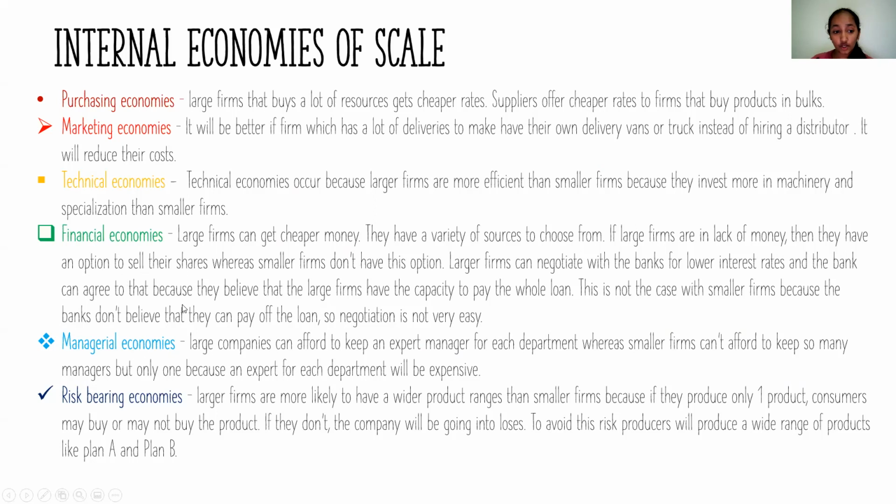Next is managerial economies. Large companies can afford to keep an expert manager for each department, whereas small firms cannot afford to keep so many managers, but only one, because having one for each department would be expensive. So in a large firm, they can hire many managers, one for each department, because they have huge turnover and assets, as we talked about in our previous video. They can hire managers for each department, even though they're expensive, because they have so many things that have to be done efficiently. But small firms cannot do that because they don't have huge turnovers, unfortunately.